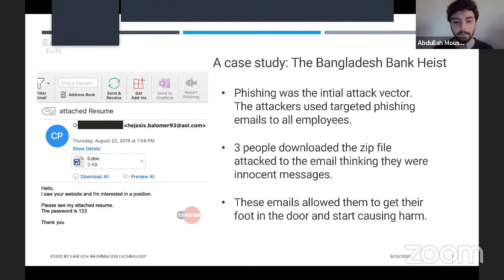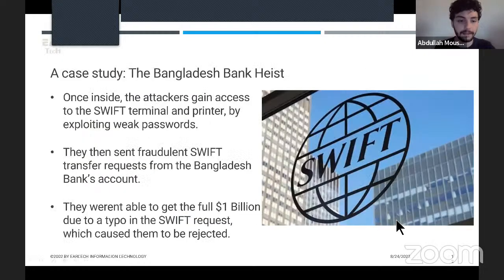Most of the people ignored it, but as you can see, it only took 3 people for them to gain access to the bank and potentially steal $1 billion. So these emails allowed them to get their foot in the door and start causing harm. Once inside, the attackers gained access to the Swift terminal and printer by exploiting weak passwords.